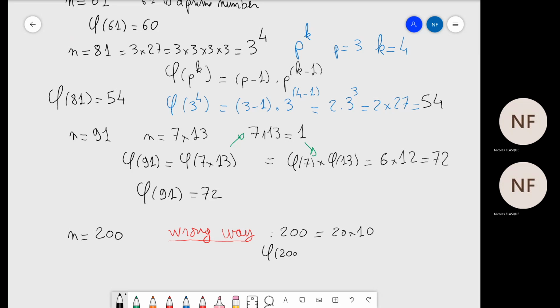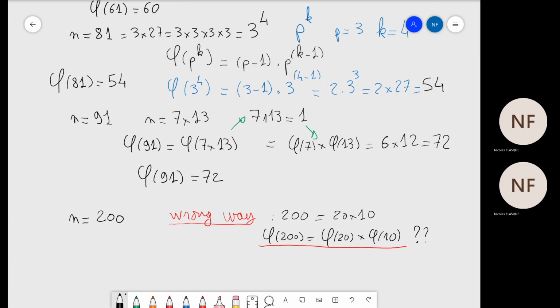So I would really like to write that. That's wrong, because actually the GCD of 20 and 10 is equal to 10. So 20 and 10 are not coprime numbers. So you can't use this decomposition.